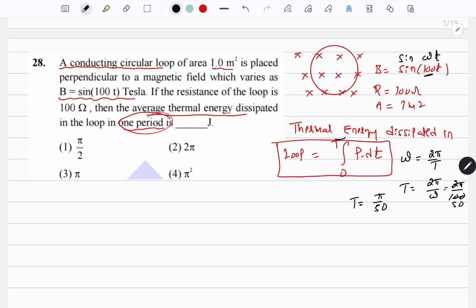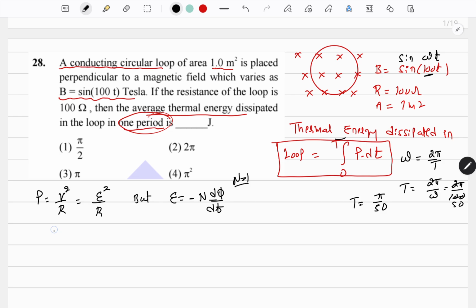Then P. What is the formula for P? P is equal to V square divided by R, that is EMF square divided by R. But what is the EMF? EMF is equal to minus N into d phi B by dt. For the conducting circular loop, N is 1.